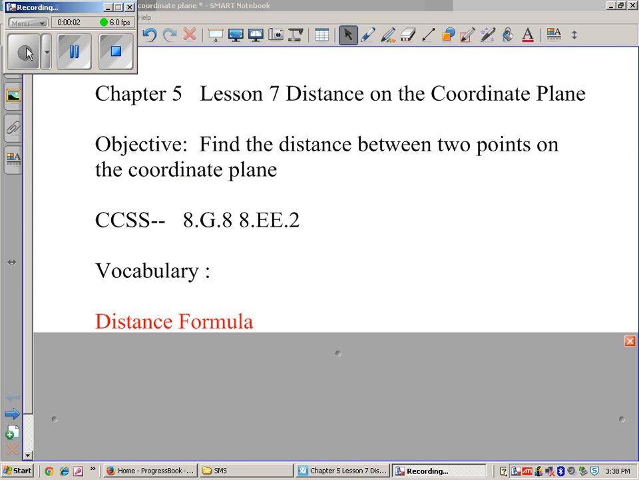Okay, welcome to Chapter 5, Lesson 7, Distance on the Coordinate Plane. This is our last lesson for this chapter. Our learning target or objective for this lesson is to find the distance between 2 points on the coordinate plane.